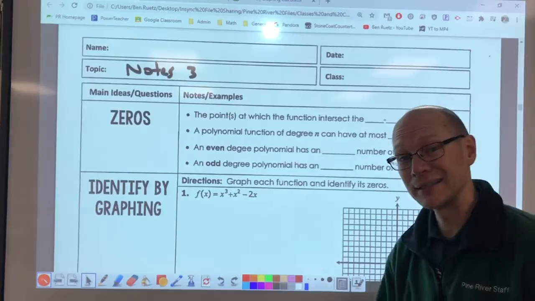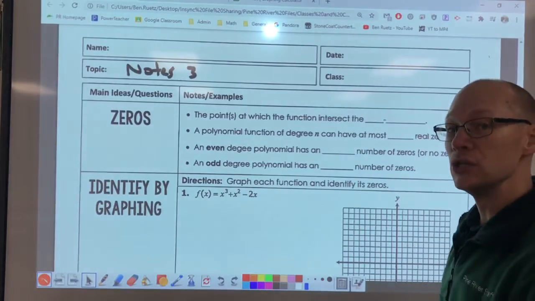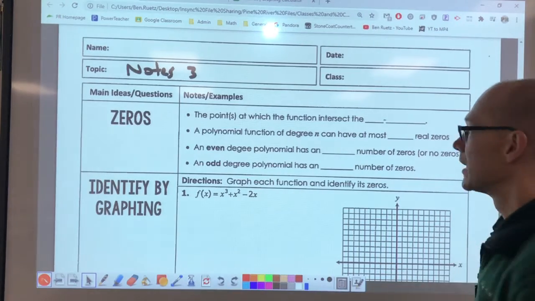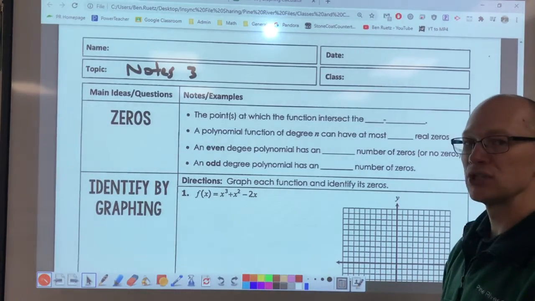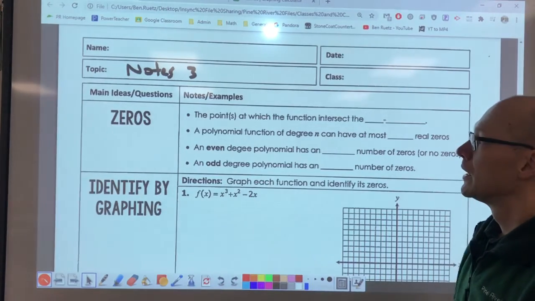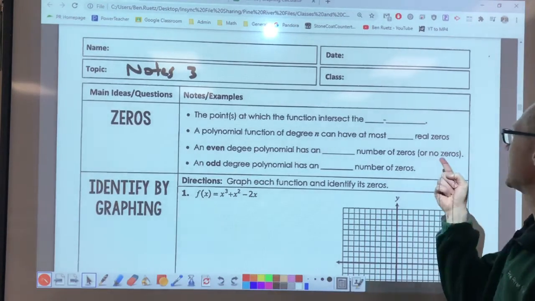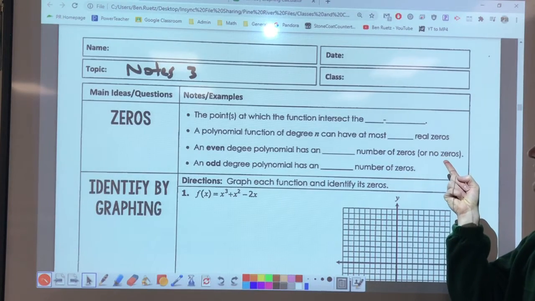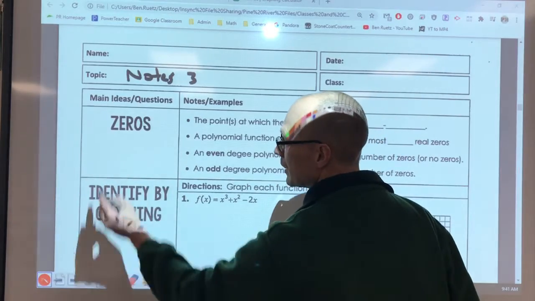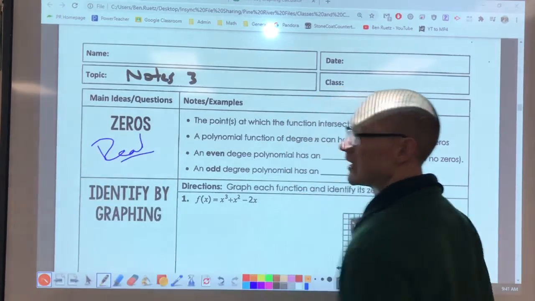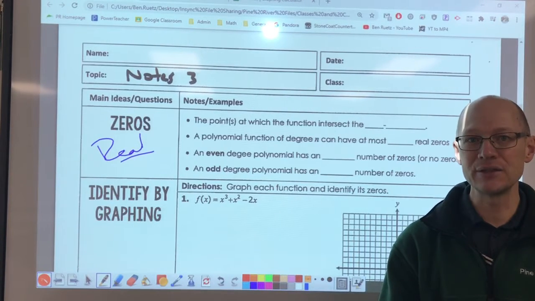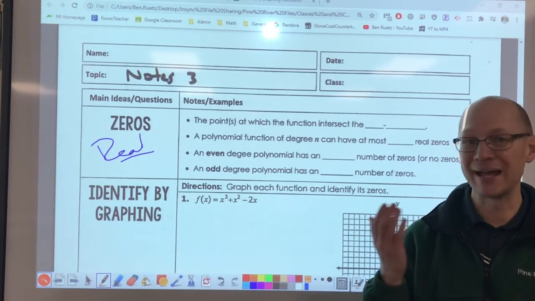This has a lot in it, but fortunately you've seen a lot of it before. We're talking about zeros, and for the most part these notes do a great job, but don't forget about the complex numbers, the imaginary numbers. Just because it says no zeros, this right here is talking about zeros that are real. We know that there's going to be exactly the same number of zeros as the degree of the function.